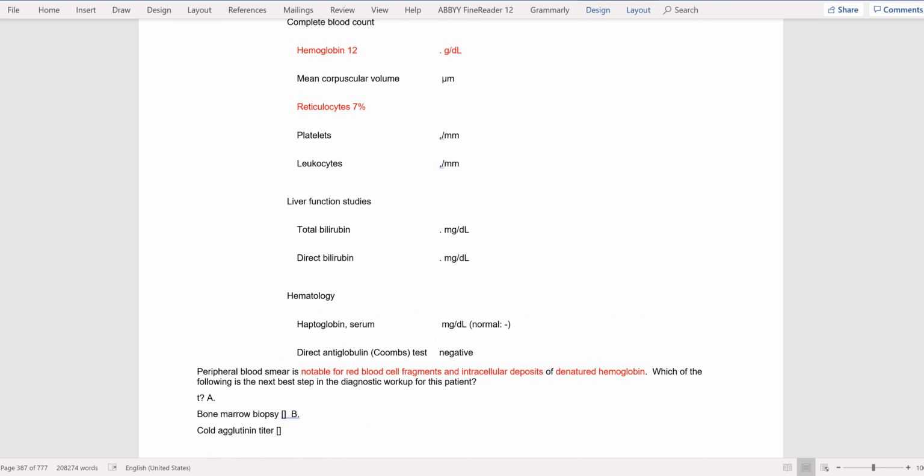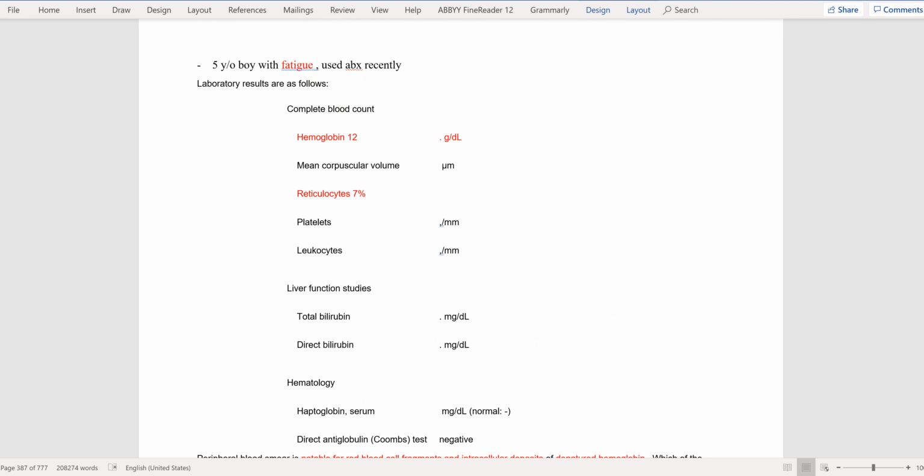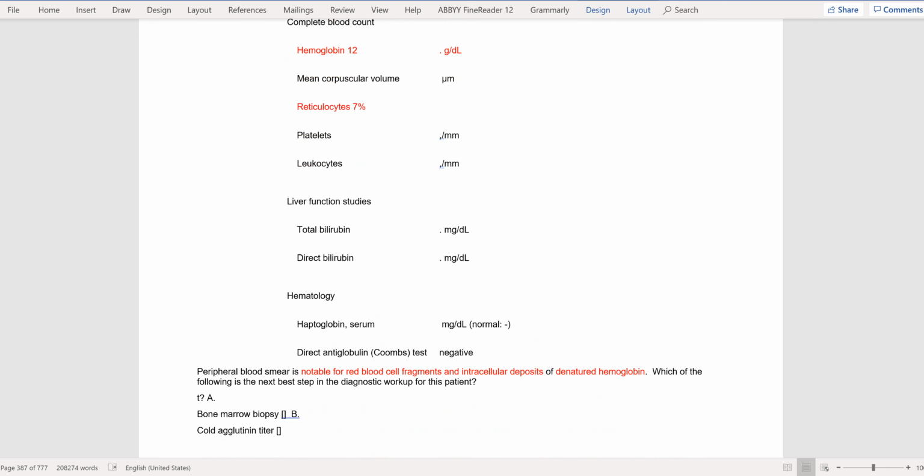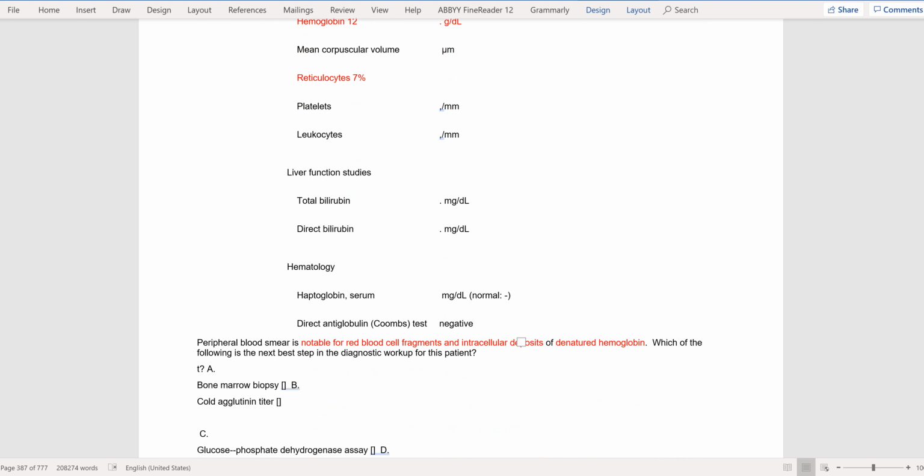Okay, now this is a very interesting case. A 5-year-old boy with fatigue, decreased hemoglobin, increased reticulocytes, red blood cell fragments, and a negative direct antiglobulin test. So, what do you think is the diagnosis?